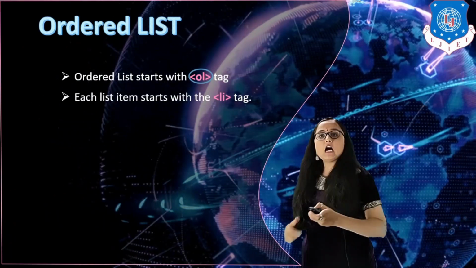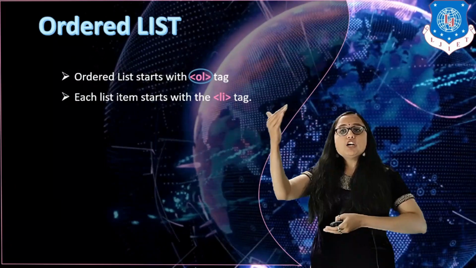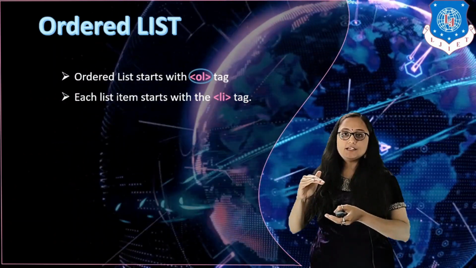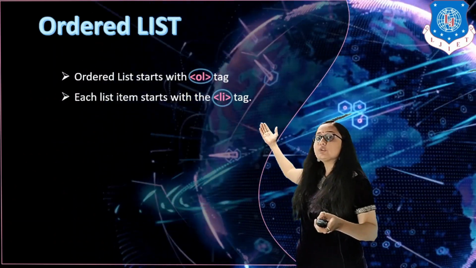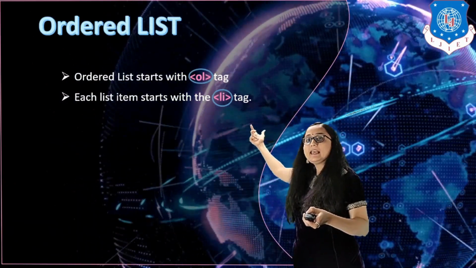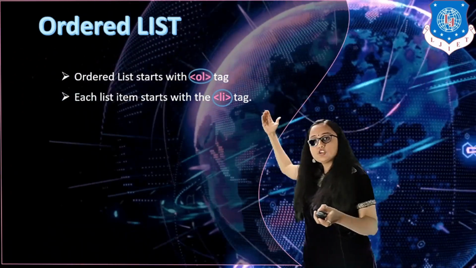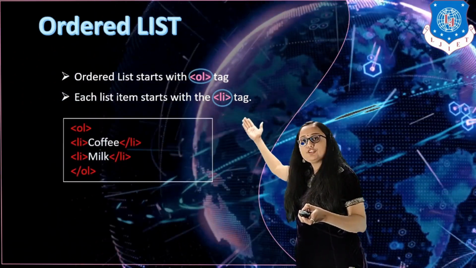Okay, now basically OL is the parent tag, but you have to create the list items by using which tag? You have to create the list items by taking the child tag li. So the number of items is equal to the number of li tags in your ordered list.